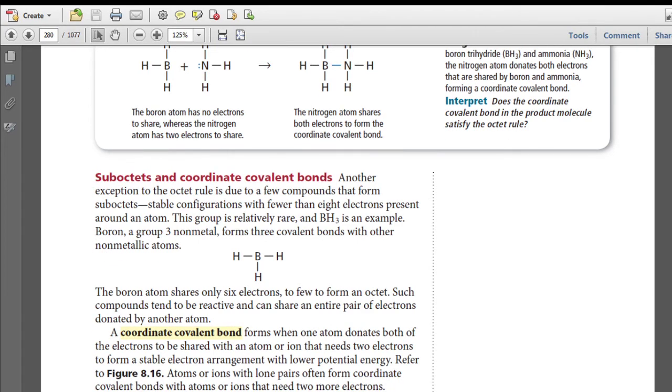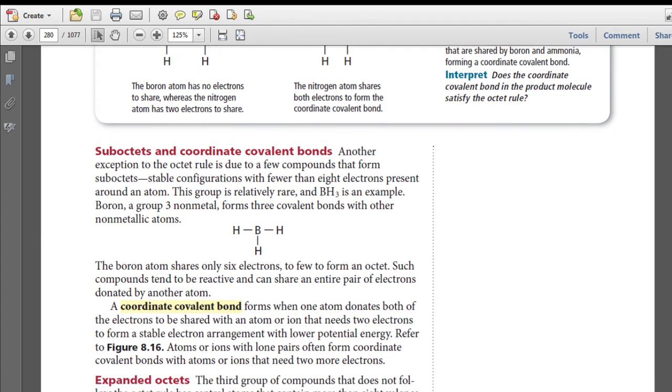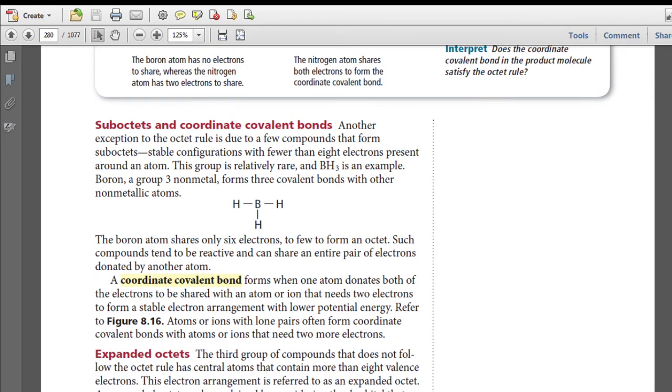Another exception to the octet rule is due to a few compounds that form suboctets, stable configurations with fewer than 8 electrons present around an atom. This group is relatively rare, and BH3 is an example. Boron, a group 3 nonmetal, forms 3 covalent bonds with other nonmetallic atoms. The boron atom shares only 6 electrons, too few to form an octet.